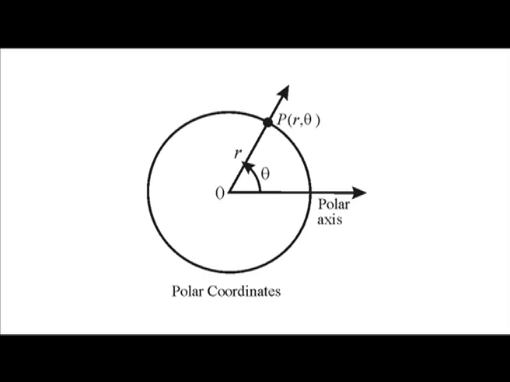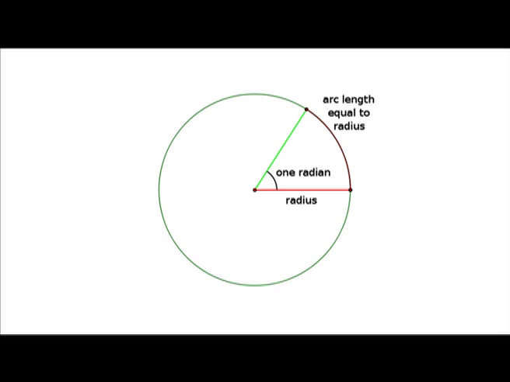Corresponding to each point P in the plane, one can assign a pair of polar coordinates, the ordered pair (r, θ), in which the first number r gives the directed distance from O to P and the second number θ gives the directed angle from the initial line to the segment OP. Throughout our discussion, we measure the angle in radian measure. We recall that 1 radian is the angle subtended at the center of a circle by an arc that is equal in length to the radius of the circle.